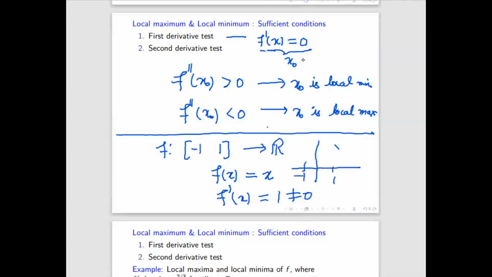But if I draw the graph, this is -1, this is +1, so this is the line y equal to x, f(x) = x. Here it is minima, here it is maxima. Minima at -1, maxima at +1, we can clearly see.